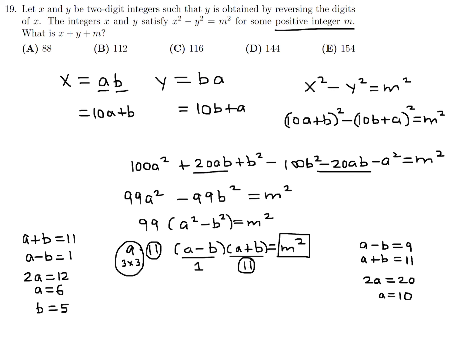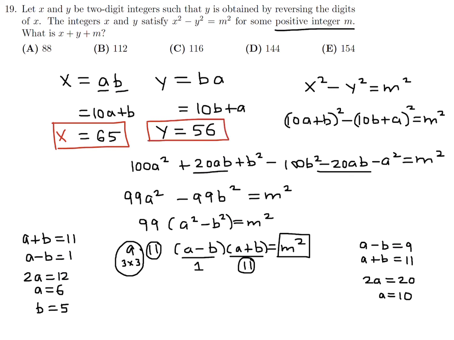That means that x is, let's see here, 65, and y is 56. All right, so x is 65 and y is 56. And what do they want us to find? X plus y plus m. Okay, so I've got to figure out m.